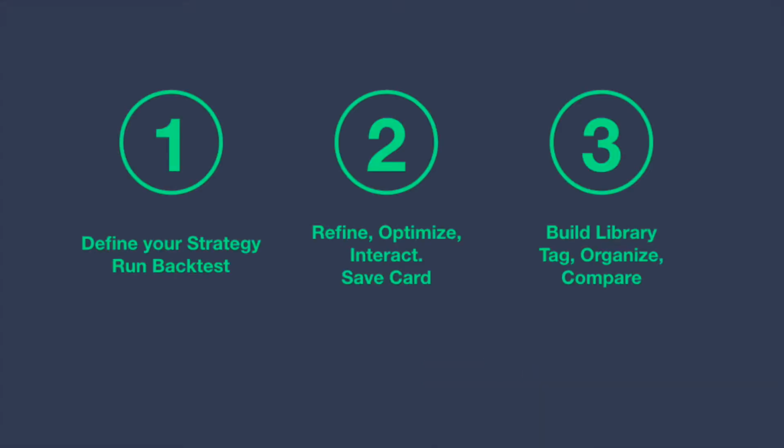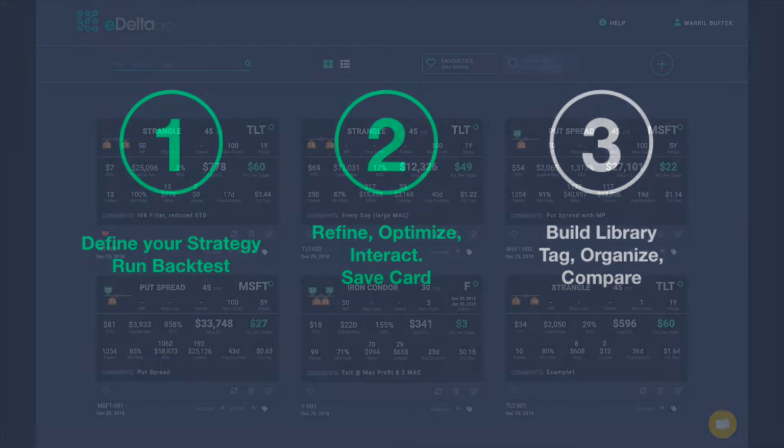Today, we are going to look at a three-step process. First, we will set up an options trading strategy. Then we will be running the backtest itself. We will also make some adjustments to optimize the strategy. And finally, we will be organizing the results for future use.